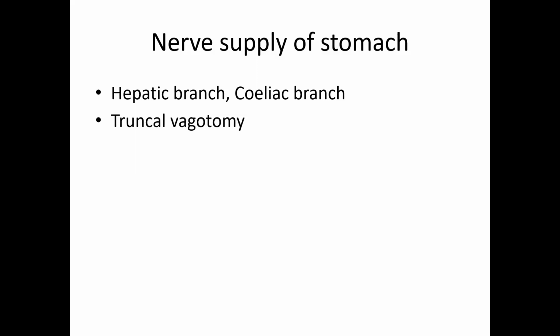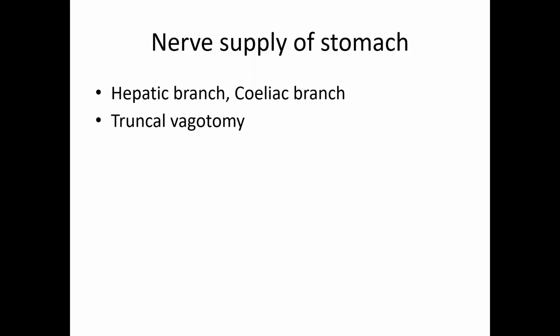Vagus causes increase in acid secretion. So when a person is suffering from acidity or ulcerations due to excessive acid, there are many drugs nowadays available which reduce the acid secretion. But earlier, surgeons used to try to cut the vagus. When you cut the main trunk of vagus, it's called truncal vagotomy. Of course, automatically the acid will stop secreting, acidity will be reduced, ulceration will heal.